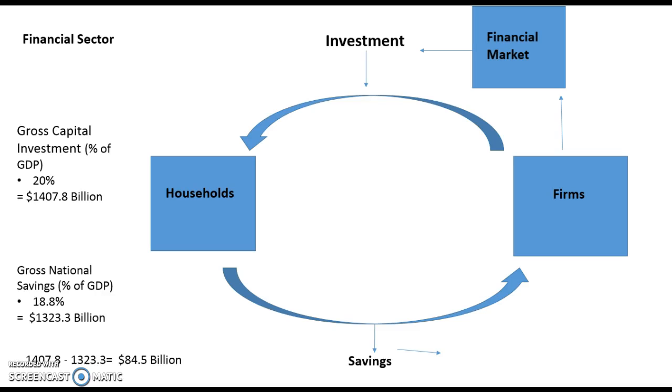Looking at the data provided, we see gross capital investment is 20% of the United States GDP, which gives us the number $1,407.8 billion. And we see gross national savings as a percentage of the GDP is at 18.8%, which gives us the number $1,323.3 billion. Now we need to find the difference between the two, hoping to find that it equals zero, meaning that there's an equality between investments and savings.